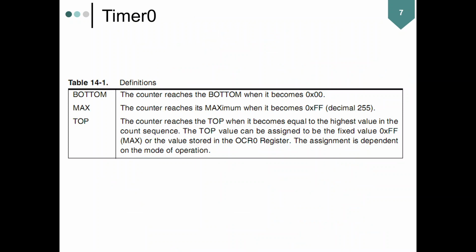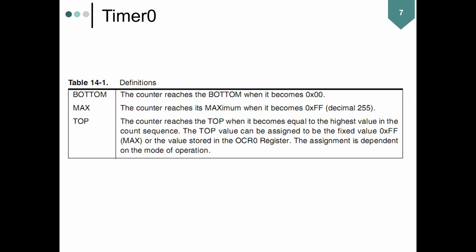So these are the definitions as we were discussing. Bottom: the counter reaches the bottom when it becomes 0, 0. So bottom is always 0, 0. Max: the counter reaches its maximum value which it can count, which is 0xFF or 255. Top: the counter reaches the top when it becomes equal to the highest value in the count sequence. The top value can be assigned to be a fixed value which is equal to max, or the value stored in the OCR0 register.